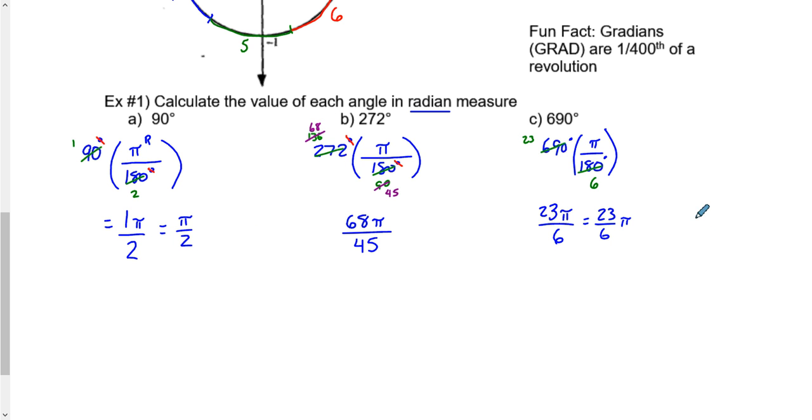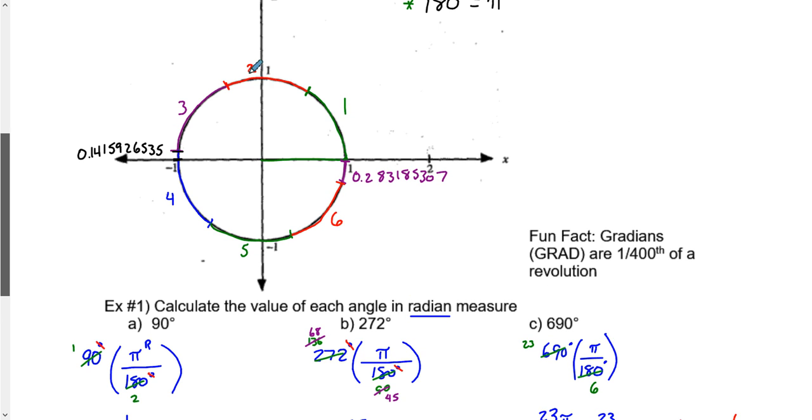Now, these would be exact values. All of these would be exact values. If by chance we wanted to have them as a decimal, all we'd have to do is take pi and divide it by 2. We'll go to two decimal places. 1.57. So that's saying that 90 degrees, which is right here, works out to be about 1.57 radians. That works out.